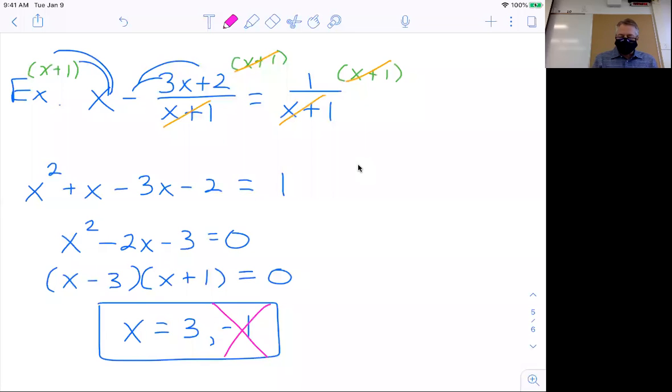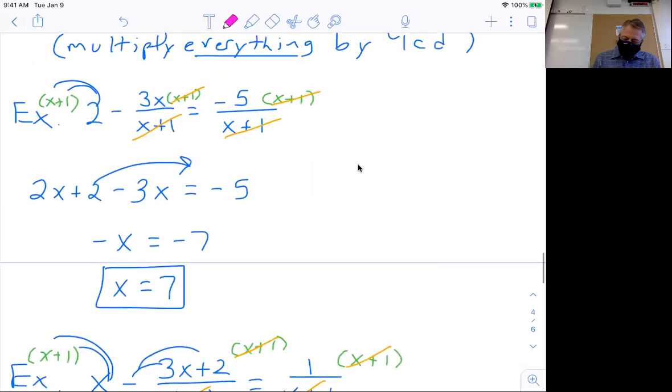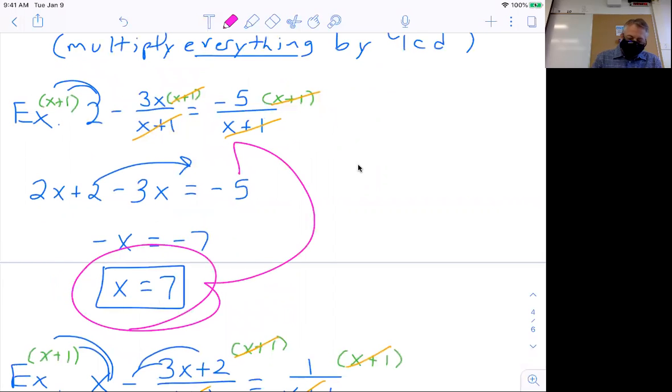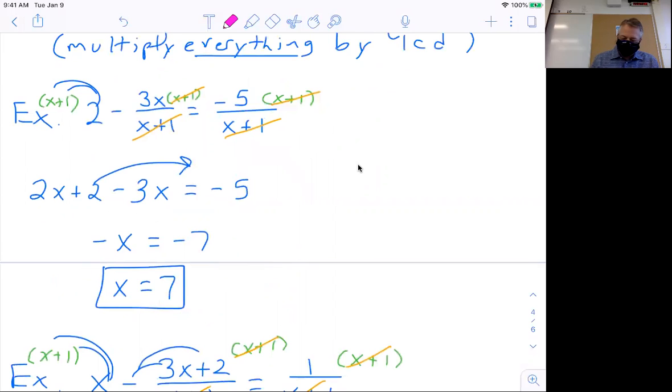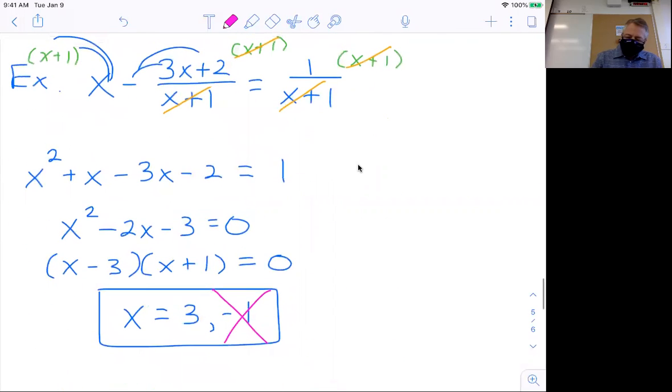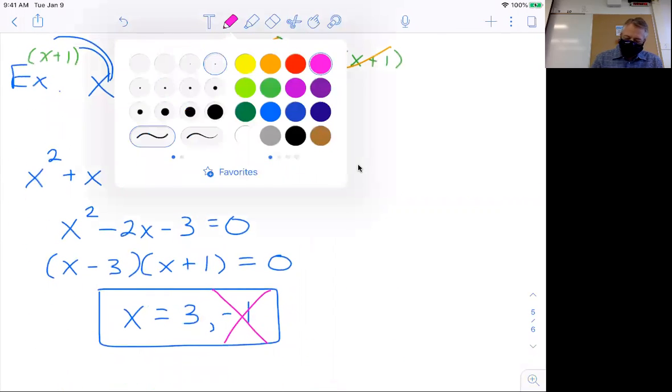So when you're checking for extraneous solutions, just go back to the original problem and make sure that anything that makes the bottom equal to 0 is not one of your answers. 3, of course, is okay, because 3 doesn't make the bottom equal to 0. So thinking about extraneous solutions in the previous one, as long as x was not negative 1, I was okay. So 7 is fine to plug into the denominator there. So don't forget to check for extraneous solutions.